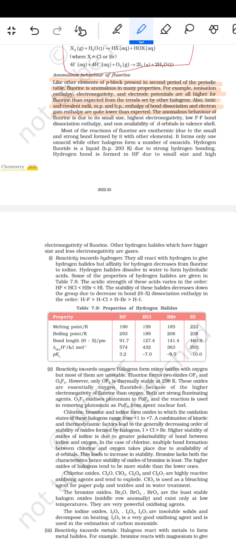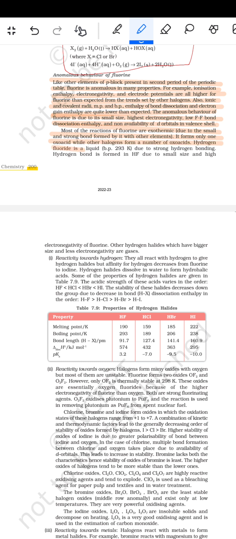The anomalous behavior of fluorine is due to small size, high electronegativity, low F-F bond dissociation enthalpy, and non-availability of d orbitals in the valence shell. Most of the reactions of fluorine are exothermic due to the small and strong bond formed by it with other elements. It forms only one oxoacid, while other halogens form a number of oxoacids.